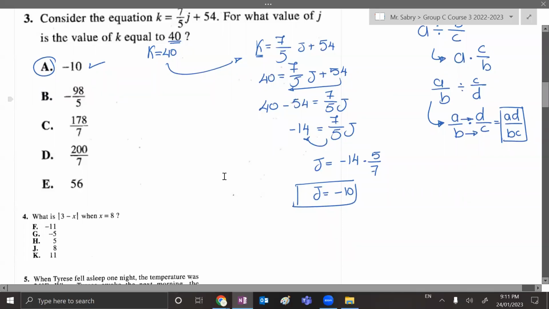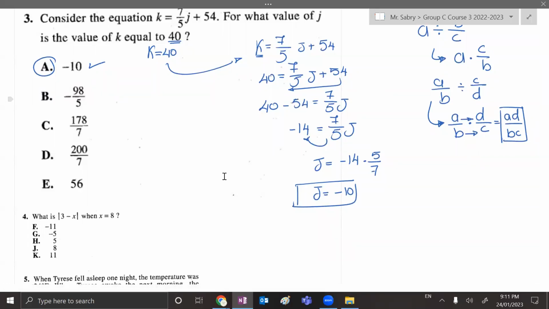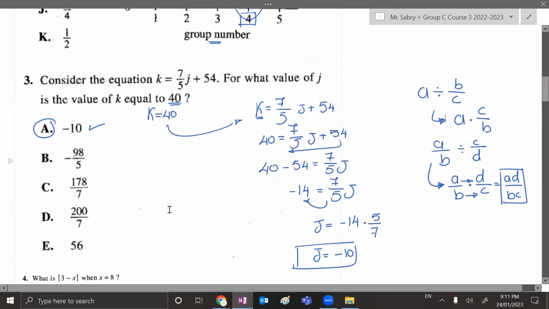مثال هو بصراحة أنا I made it easier كده for myself ورحت حطيت ال J بنيجاتيف 10 فبعد كده طلعت لي الأنسر 40 فعرفت إن هي نيجاتيف 10. It works طبعا برضه because you have your calculator with you فالsubstitution بيبقى سهل. So you can try out the choices.